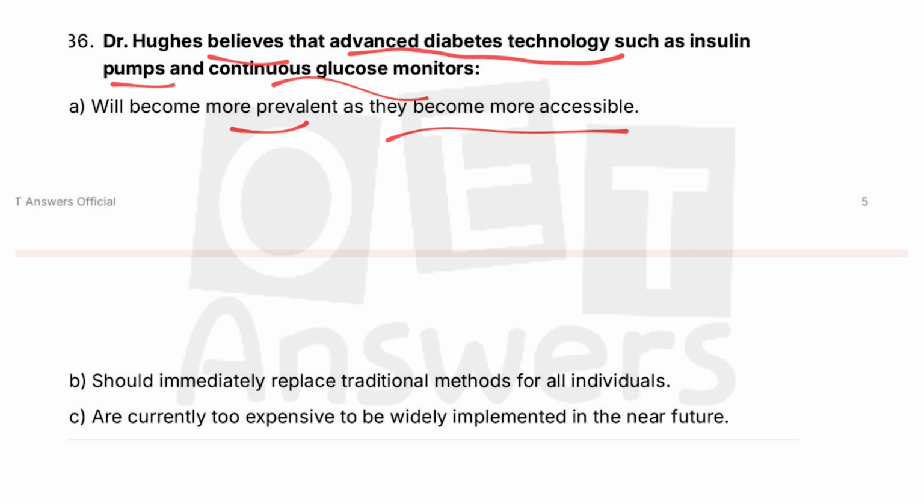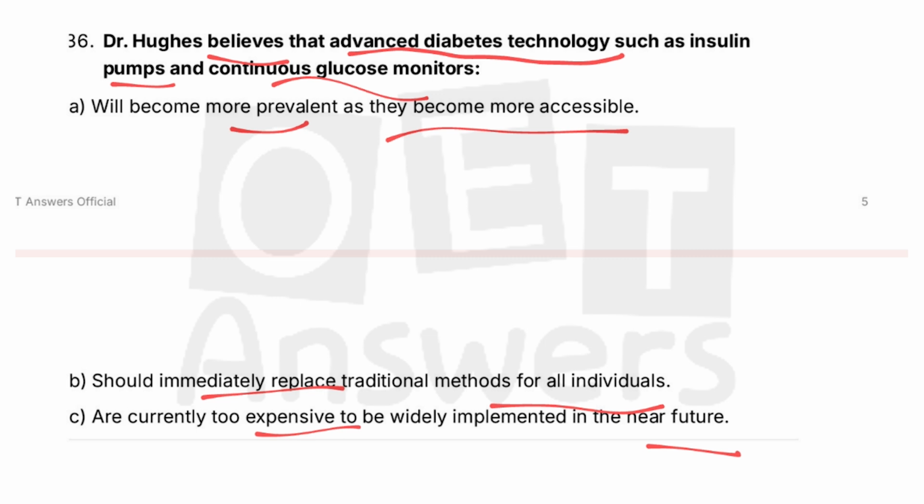Then the second option: they should immediately replace traditional methods for all individuals. This is different from option A, right? Immediately replace the traditional methods for all individuals. This is technology versus traditional methods. Then the last option: they are currently too expensive to be widely implemented in the near future. It is like a future anticipation they are stating.